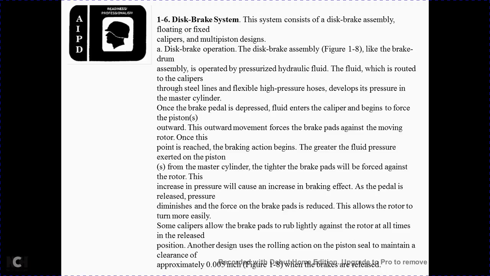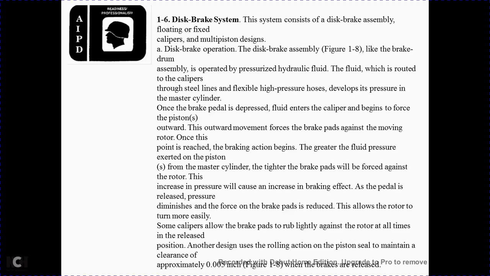Disc brake assembly. The system consists of the disc brake assembly, floating or fixed caliper, and multi-piston design. Disc brake operation, figure 1.9: the disc brake assembly, like the brake drum assembly, is operated with pressurized hydraulic fluid. The fluid flows to the calipers through steel lines and flexible high pressure hose, developed and pressed by the master cylinder. When the brake pedal is depressed, the fluid enters the caliper and forces the piston outward, which forces the brake pads against the rotor.